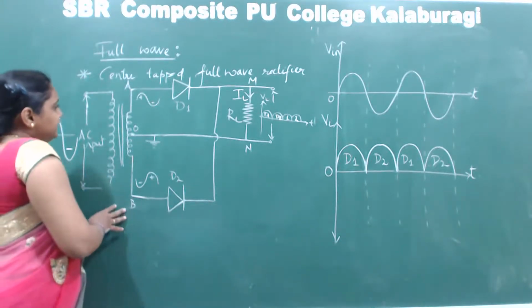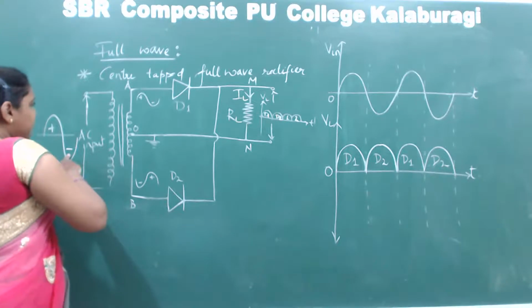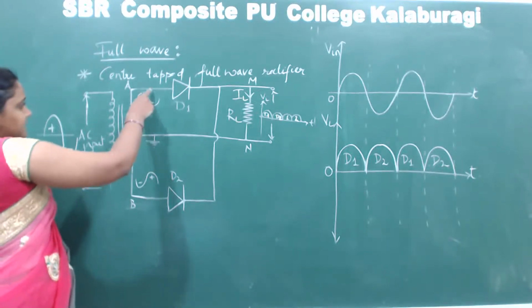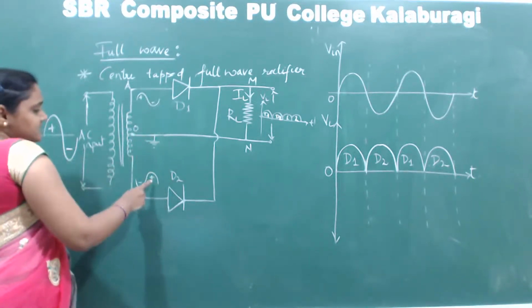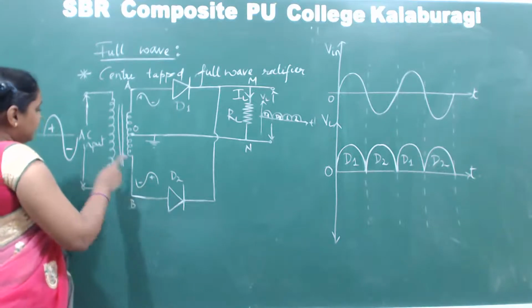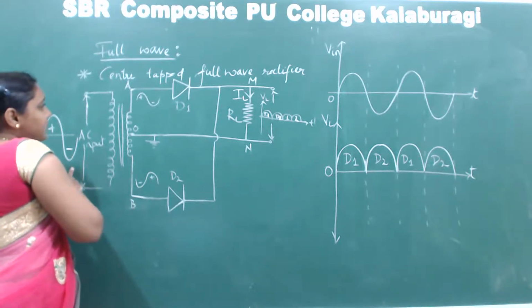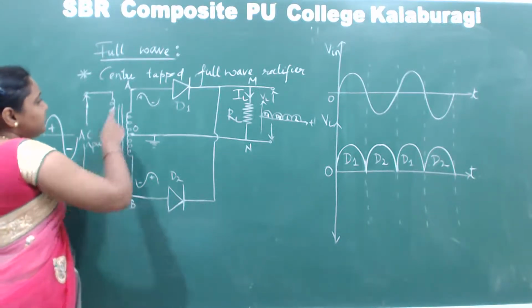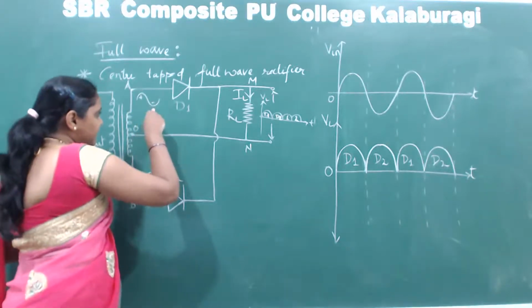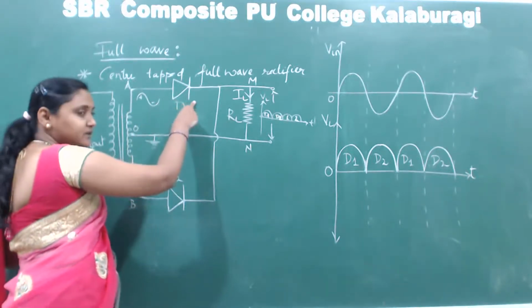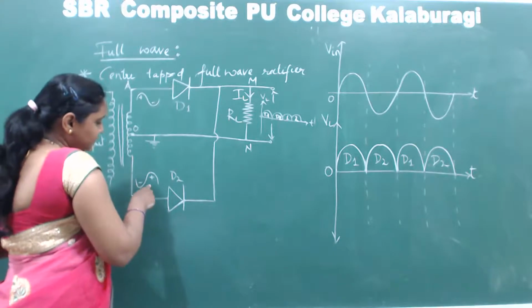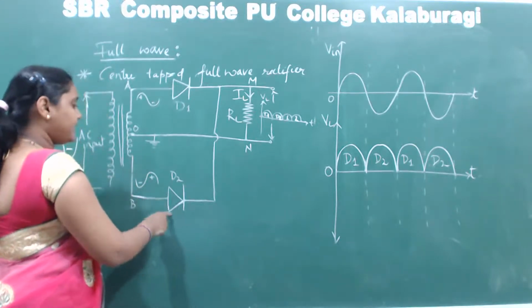Now, for the negative half cycle, what happens? The terminal A is now observing the negative half cycle, whereas the terminal B is observing the positive half cycle. So, for the negative half cycle of the AC input, terminal A is having the negative half cycle that reverse biases the diode D1, and terminal B is having the positive half cycle that forward biases D2.